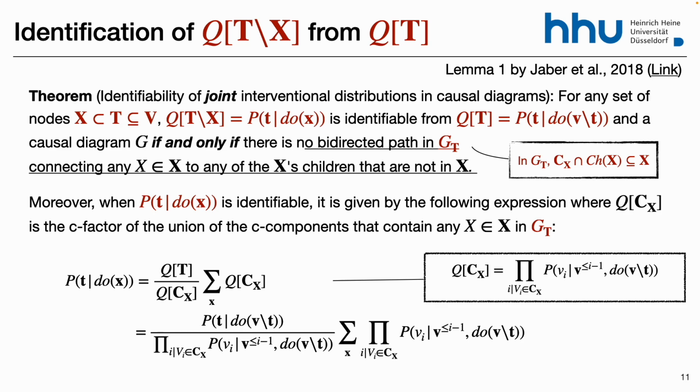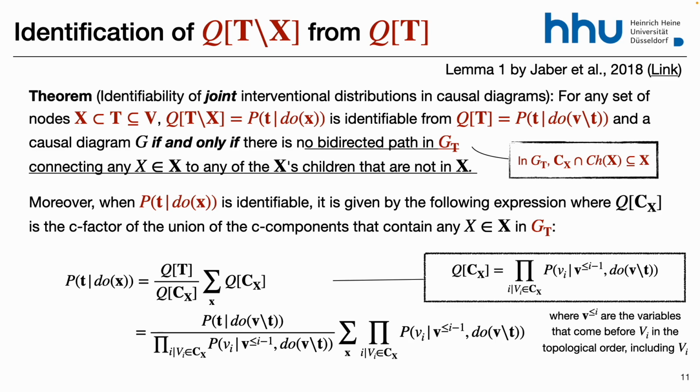Yeah, so this we know already. Remember that it's under the do V minus T. Before we had this product without the do's, but now it's the product of Q of the C components of X in the graph GT. So you just converted the G to GT and the P of V to P of T given do V minus T. Okay.